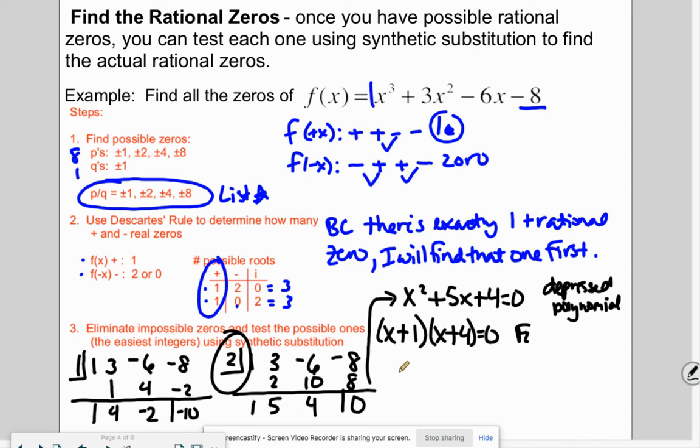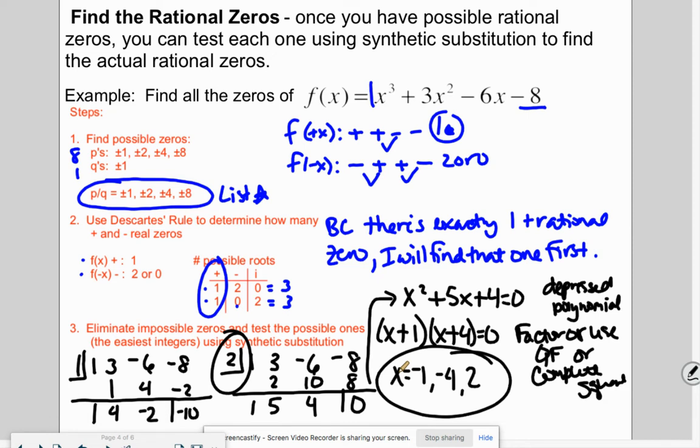So you're going to factor or use quadratic formula or complete the square, whatever you want to do with a quadratic. So then use the zero product property and solve for x. So x is -1, x is -4, and we already found the other x is 2 using synthetic substitution. So in this case, there are 3 real roots. There are 2 negative. There was a possibility of 2 or 0, but we found there are exactly 2 negative roots and 1 positive root.